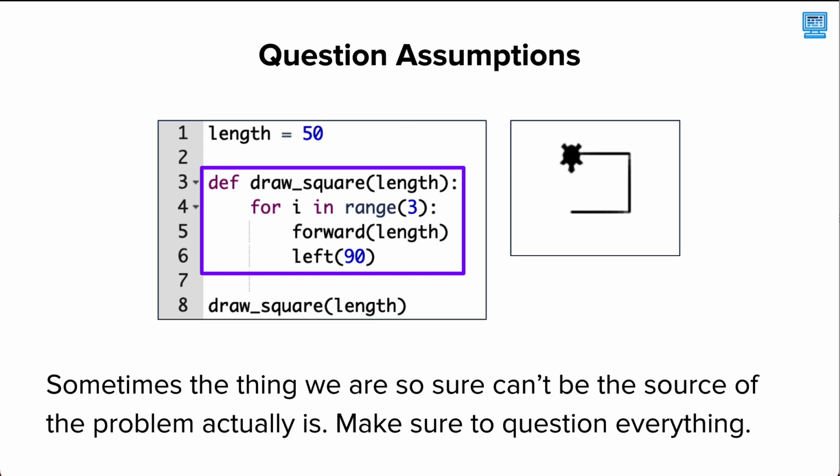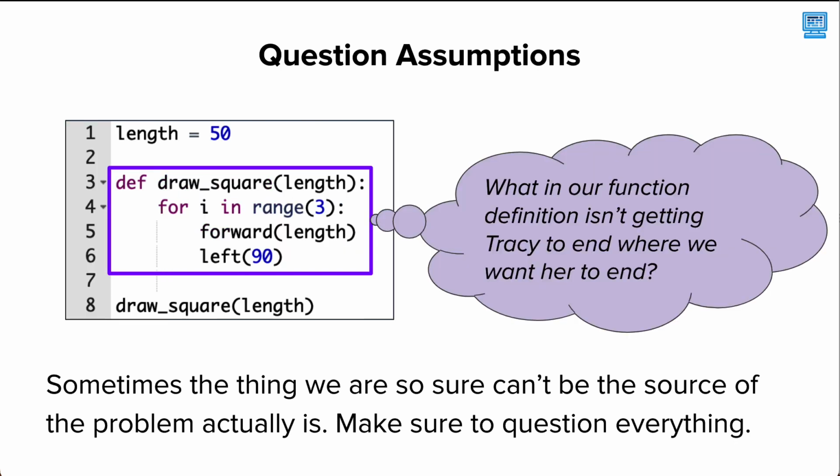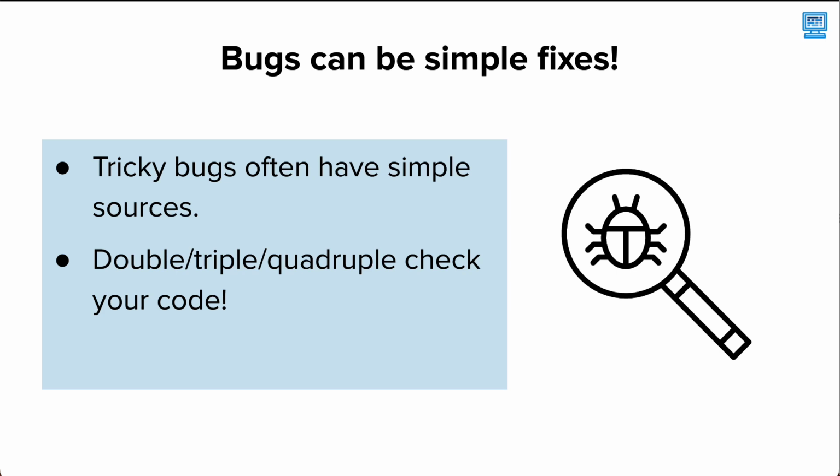In this example, we assume that our draw square function is correct, but when we run it, it's not working. To debug, we should question our function and check our post condition. What in our function definition isn't getting Tracy to end where we want her to end? In this example, we need to tell Tracy to repeat the commands 4 times instead of 3, 1 for each side of the square. When it comes to debugging, most bugs can be simple fixes, especially if we run our code often and catch bugs early.